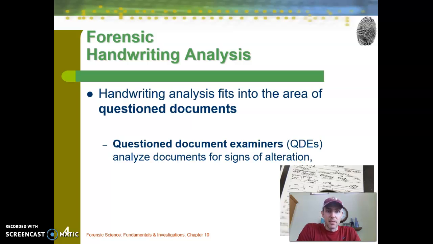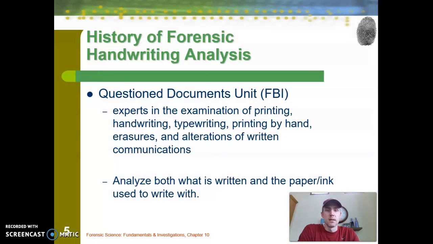So handwriting analysis fits in the area of questioned documents. A questioned document is anything that we think may be altered or changed in order to commit some kind of crime. The FBI has a special documents unit. They are experts at looking at the handwriting, typewriting, whether or not something was erased, or any other alterations that may happen on a given document. They're going to analyze both what is written and the paper and ink that is used to write. We have several tests that we can do to determine the source of the ink or the paper, and that can help us narrow down suspects and prove that it came from one source versus another.